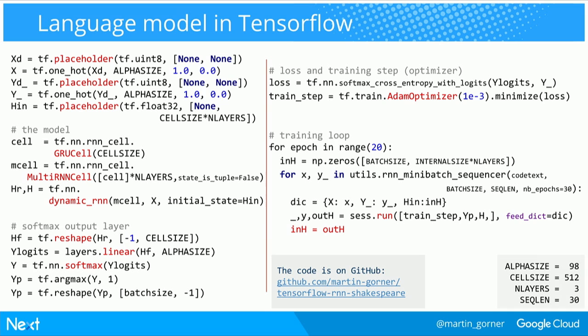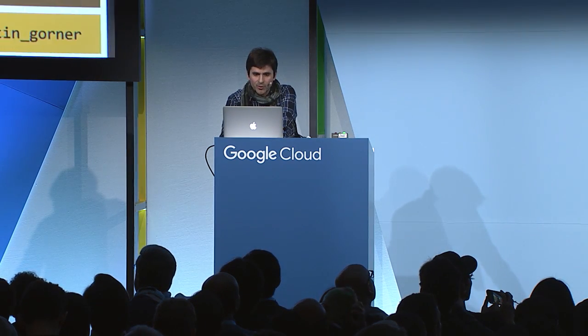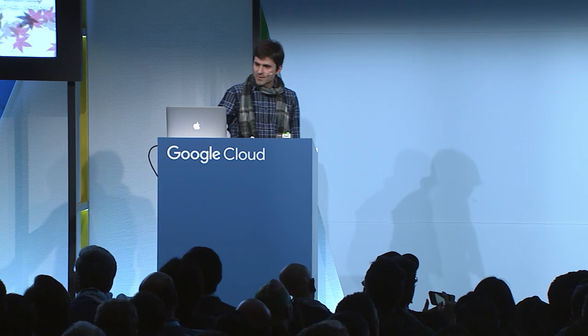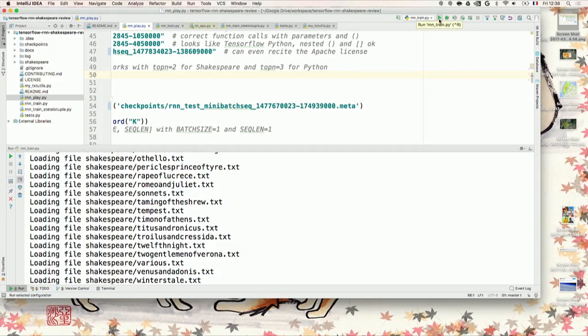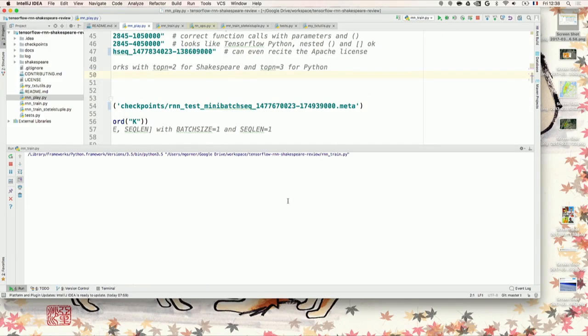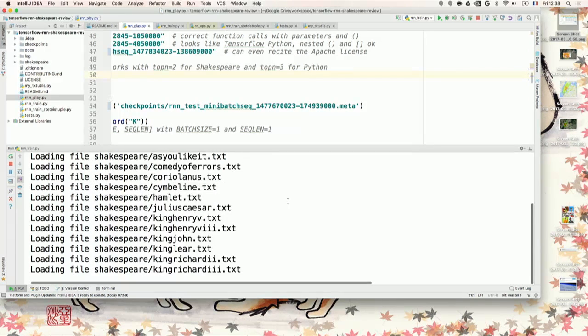All right, so we are done. We've built a recurrent neural network. Now we want to actually train it. So let's go to a demo. I will be training this on the complete works of William Shakespeare.